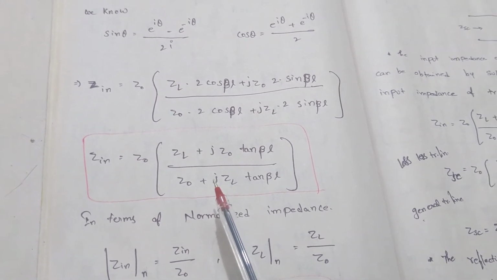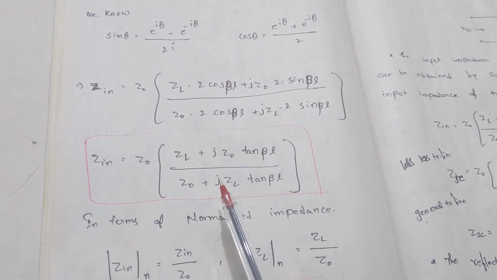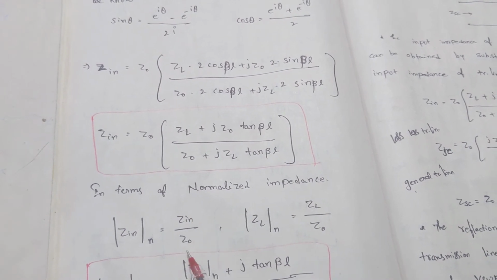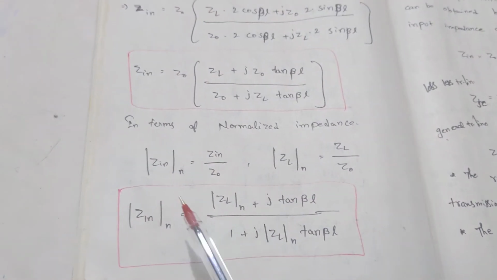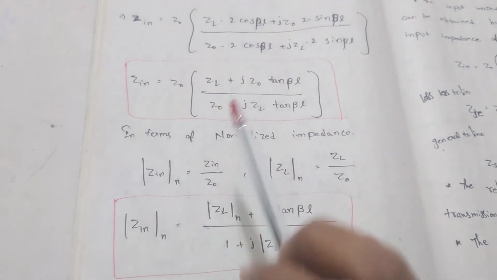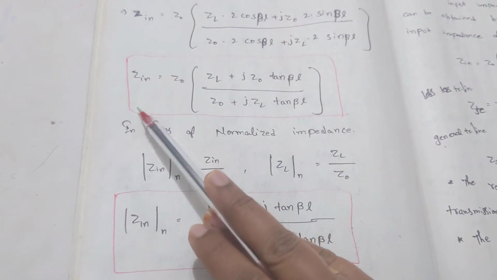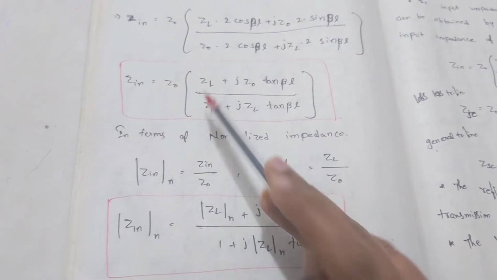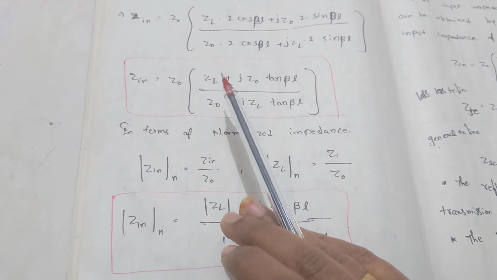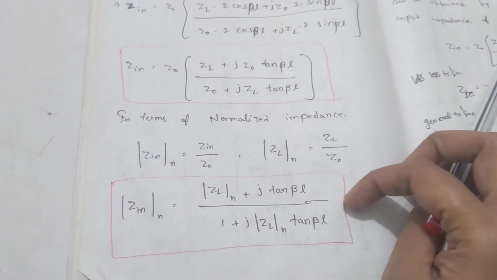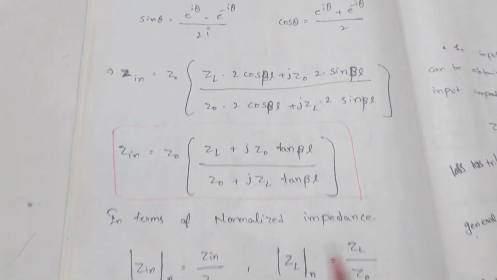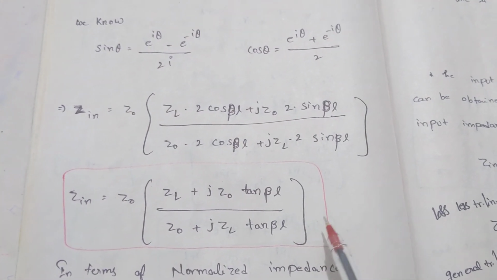To take it as a normalized impedance, because in Smith charts we are using normalized impedances, you have to divide by Z0. If you divide the entire equation by Z0, this Z0 and Z0 will cancel. So this will be the input impedance normalized value, plus ZL divided by Z0, which is the load impedance normalized value. So the leftover expression is the normalized impedance. That's it for your input impedance, and this is for the lossless transmission line.